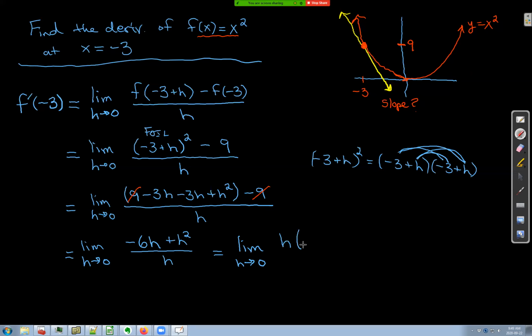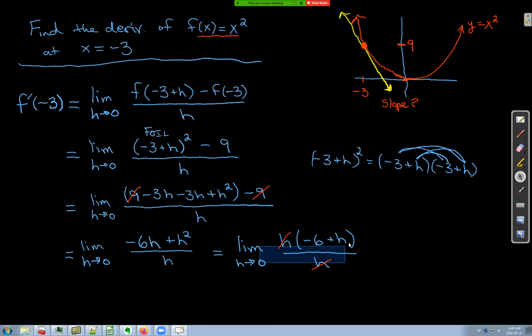So if I factor out an h, then I get a -6 plus h. And then I have an h in the denominator. And now I can see that there's a cancellation. This h can knock out this h. And now let's try plugging in 0.